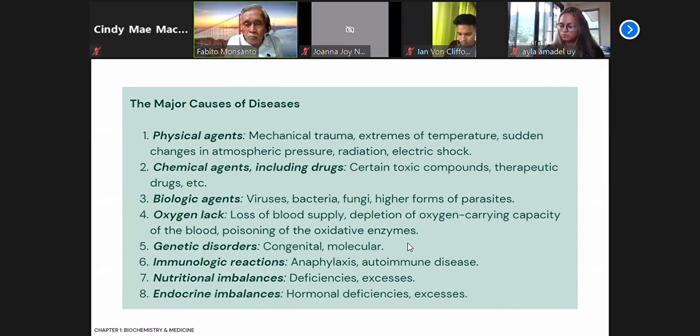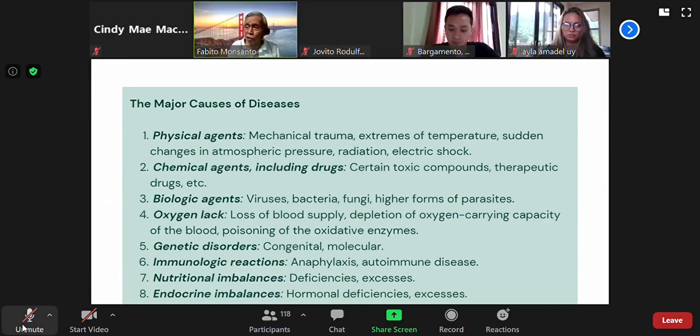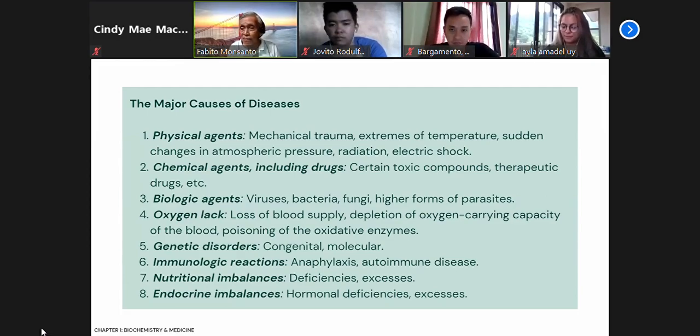Can you give an example of changes in atmospheric pressure? Diving, Doc. Okay. Diving. Scuba diving. We call that barotrauma. No? Trauma because of changes in barometric pressures. Okay? And the trivial name is the bends. No?